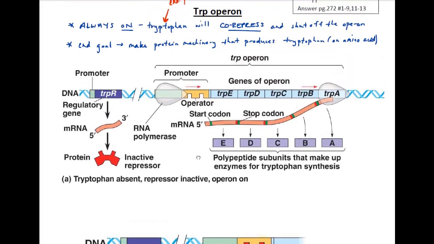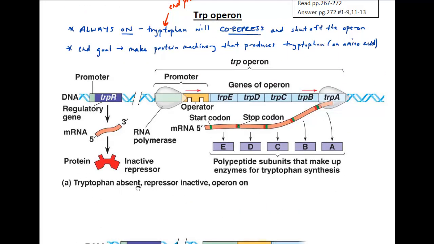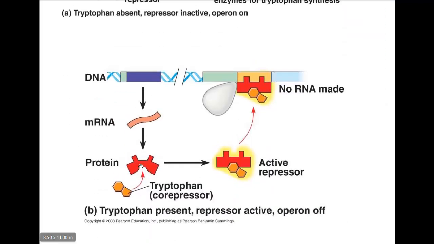Okay? So here, we've got tryptophan absent. That means I need to make more. So I'm going to continually make it, transcribe. That leaves me free to translate. Makes lots of machines that make tryptophan. Now I've got tons of tryptophan available. Tryptophan comes along, co-represses by changing the shape of the repressor to make it active, shuts down the operator, and now RNA polymerase cannot do its job. And that's how operons work.